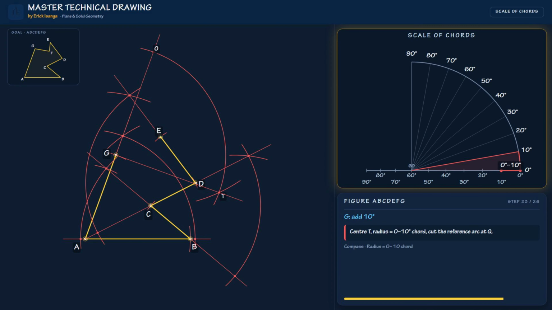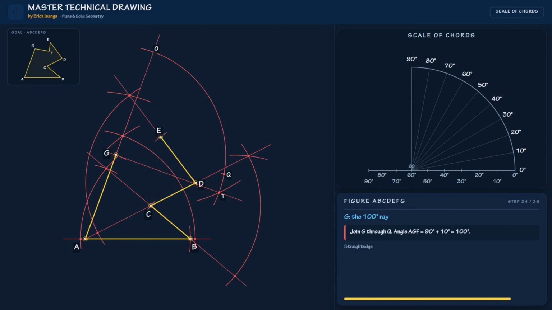Then transfer the 0 to 10 degree chord, and step 10 degrees further. 90 plus 10 makes 100 degrees. Join G through the new point. The angle at G is 100 degrees. Measure GF as 27 mm to locate the final point, F.